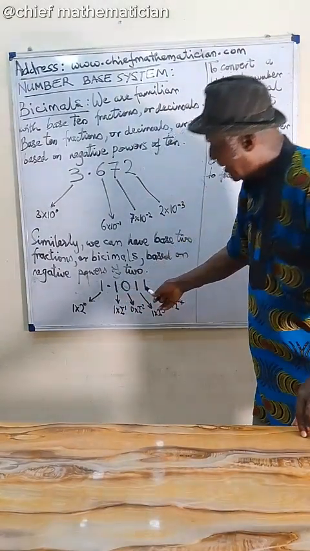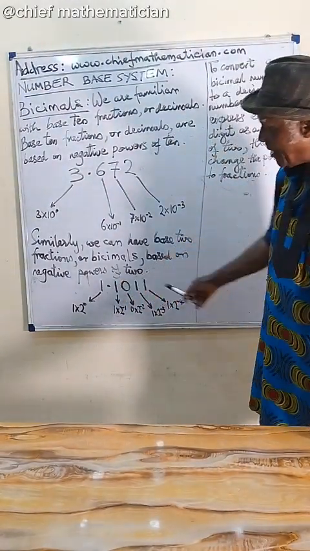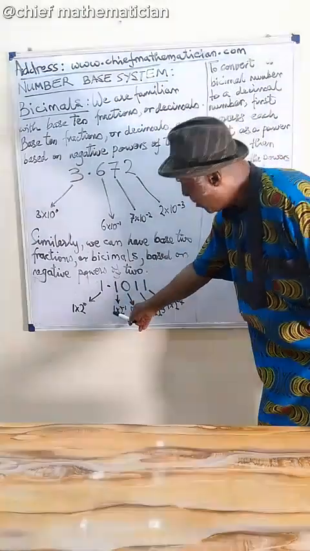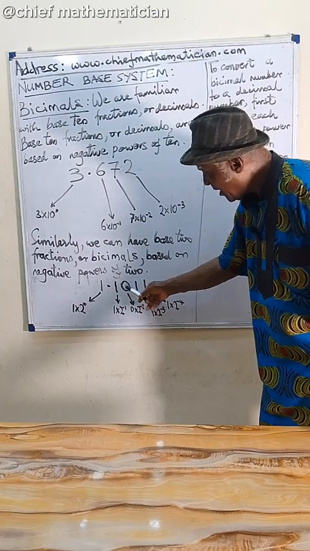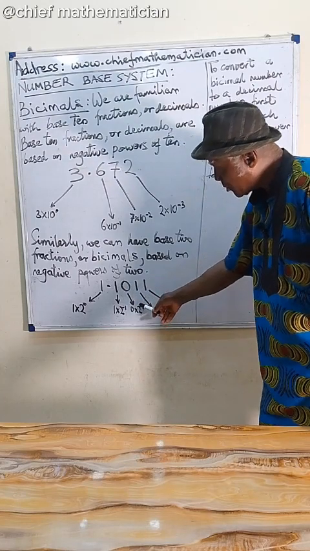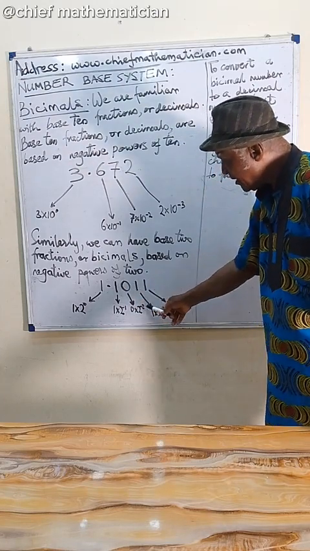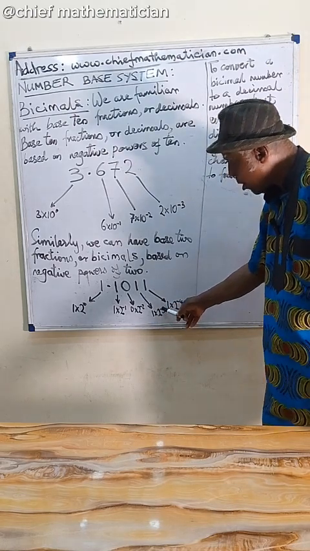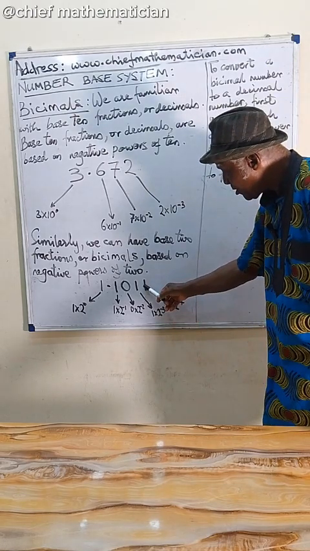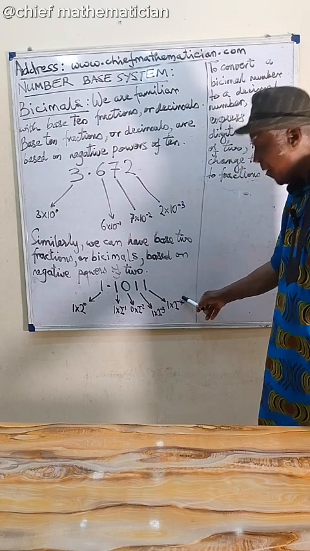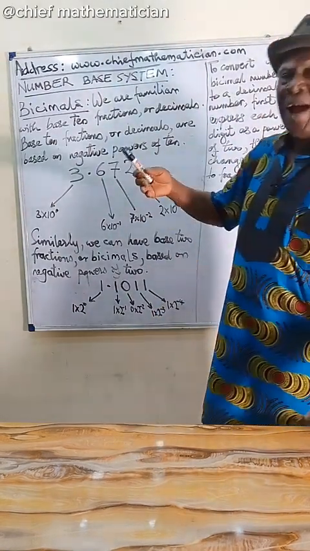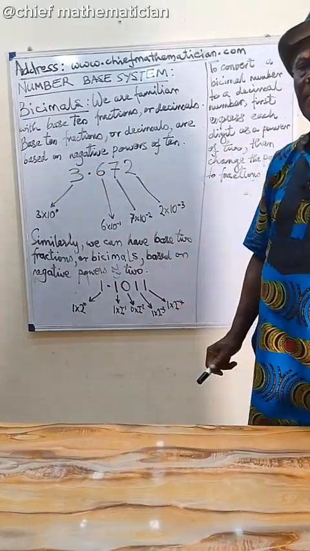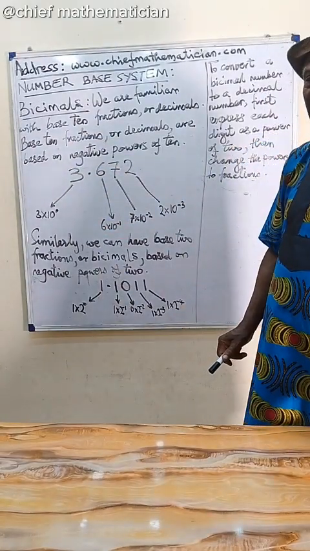Then when you go over to the decimal part, this one here will be 1 times 2 to the power minus 1. This 0 is 0 times 2 to the power minus 2. This one is 1 times 2 to the power minus 3. The last one is 1 times 2 to the power minus 4. And so on and so forth, just like we had it in base 10. I hope it is understood.